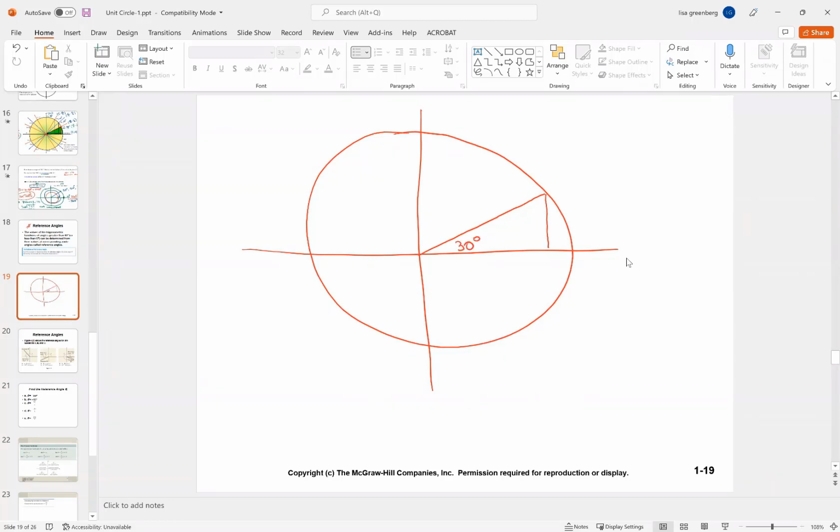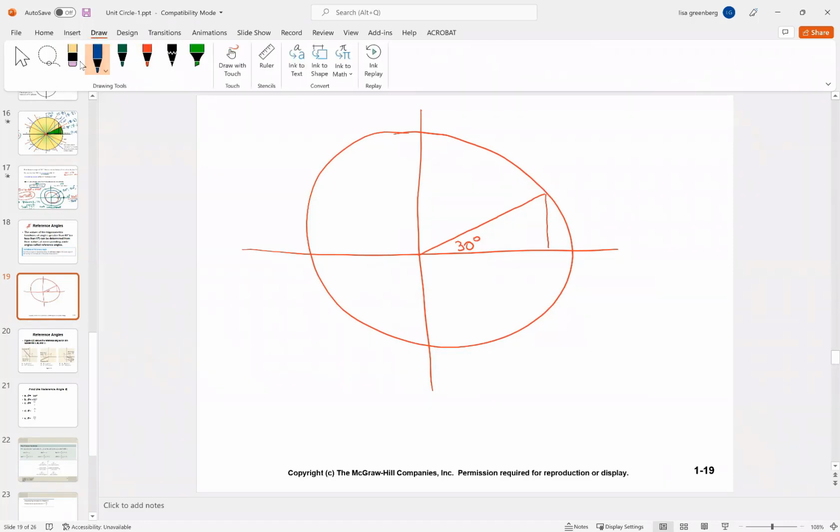Okay. I know if I take that 30-degree angle and I flip it over the y-axis, this value right here is still going to be 30 degrees. So reference angles are always from the terminal point. So this right here is the terminal point to the x-axis. Very important, never the y-axis.